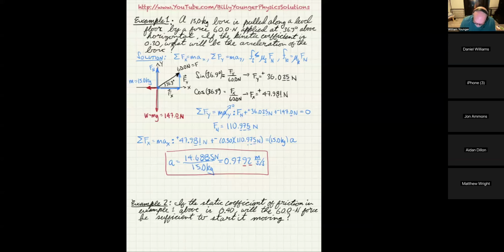So I wanted to follow this question up with example two. It says if the static coefficient of friction in example one above is 0.40, will the 60 Newton force be sufficient to start it moving?